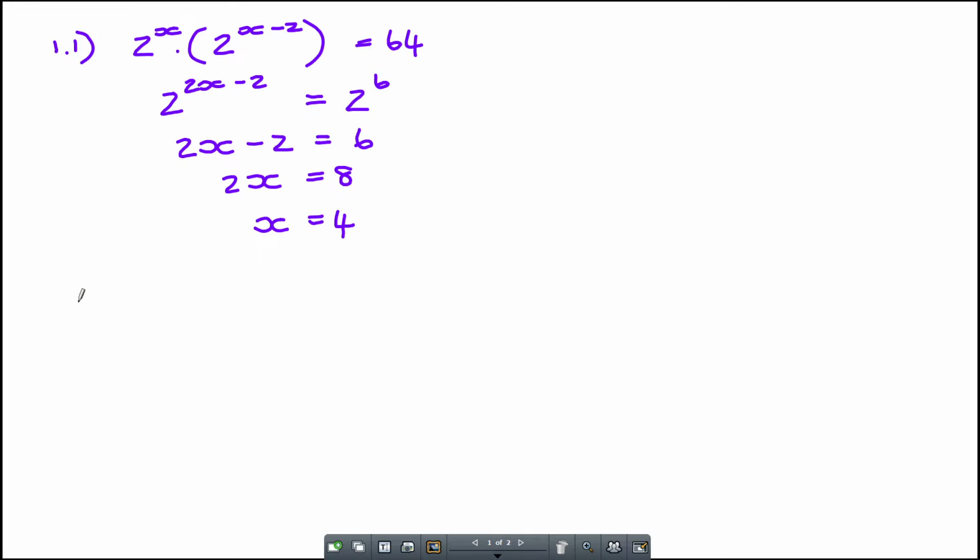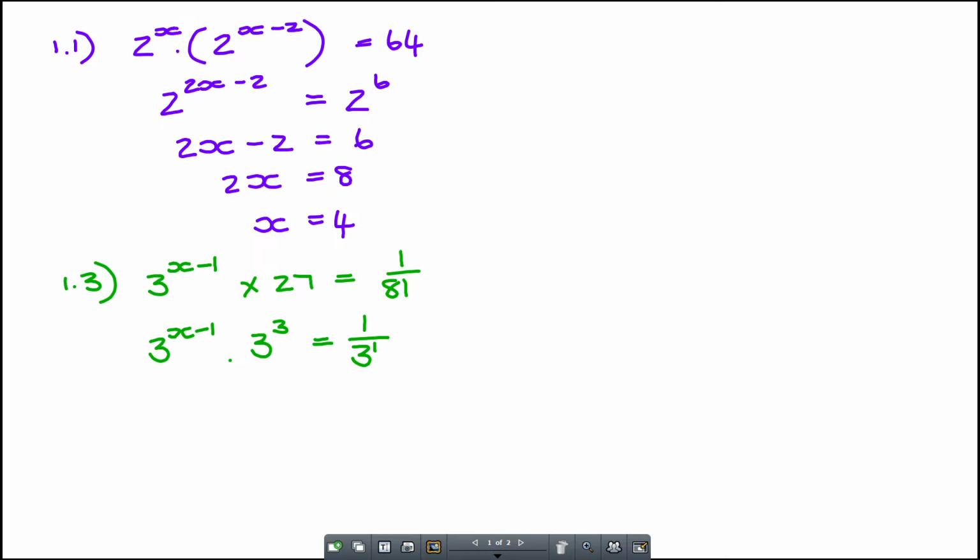Okay. Then 1.3. 3 to the power of x minus 1 times 27 equals 1 over 81. Now you saw in the previous one, we want the bases to be the same. Your bases should usually be in terms of prime numbers. So that first one, I'm going to stick to 3 to the power of x minus 1. It can't go smaller than that. The 27, I'm going to change to 3 to the power of 3. And then the 1 over 81, that's the same as 1 over 3 to the power of 4.